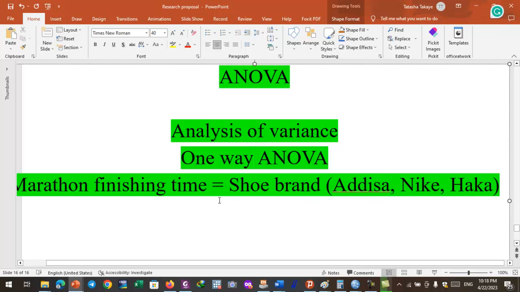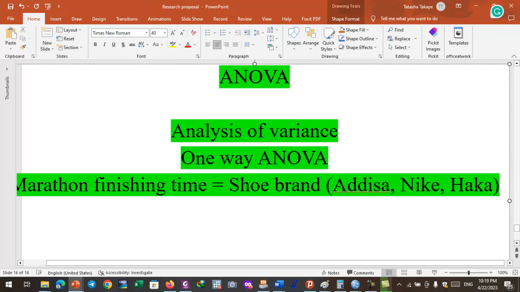In this case, we must use one-way ANOVA. In one-way ANOVA, we have one dependent variable, which is the marathon finishing time, and one independent variable, which is the shoe brand. Within the independent variable, we have three groups. What distinguishes it from the two-sample t-test is the number of groups.